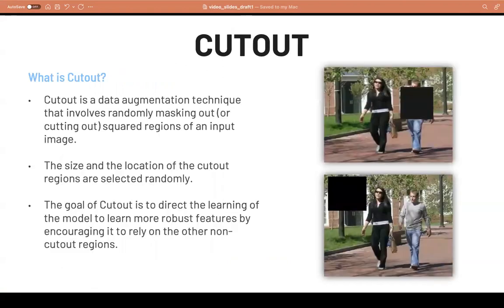There has been prior work that has aimed at tackling this problem of occlusion. One such method is cutout, which is a data augmentation technique that involves randomly masking out or cutting out regions of inputs. Essentially, they impose a black square on top of certain regions in the image, and the size and location of the cutout regions are randomly selected. The goal is to direct the model to learn more robust features so that it relies on the non-cutout regions.